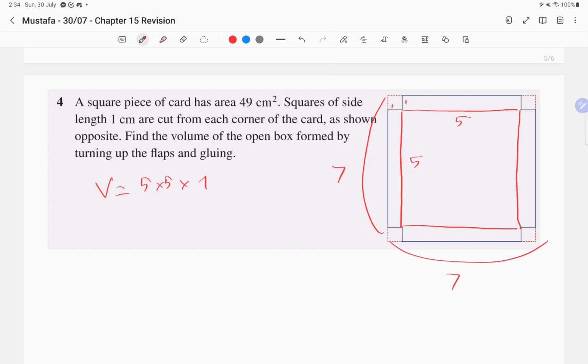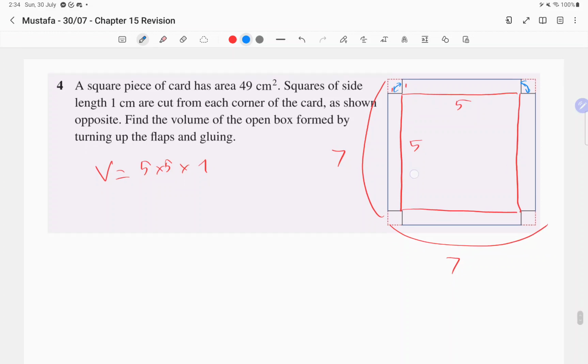So the part that you fold up is the one that was cut out. The 1 centimeter, right? And the 5 is only the base. Does that make sense? So you're joining these two parts together, it becomes a height. Same with this one. Join these two together. So it's 5 by 5 by 1.